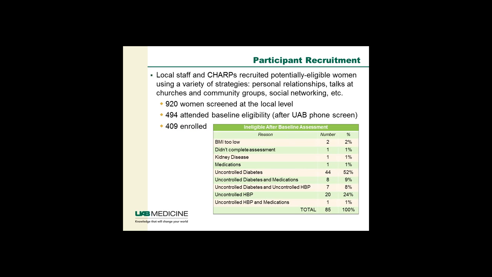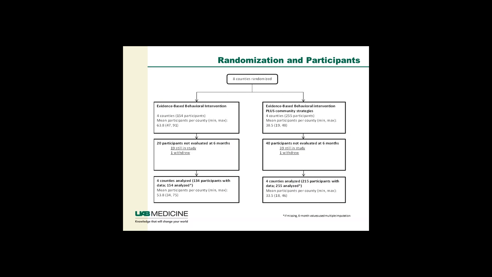So we ended up with 409 women enrolled, so we slightly exceeded our target, but it took 921 women being screened to get to that number. We have multiple stages in terms of eligibility. There's some screening that happens from our local coordinator. Then there's a second screening that happens by phone with our staff here at UAB. And then there's an actual baseline assessment where we collect the information. So 494 women ended up being invited to the baseline, and 409 ended up being enrolled. The vast majority of the folks who did not make it had some kind of chronic comorbid condition. The reason we could not accept them is that we're not providing healthcare services, so if something was happening in the community, we couldn't ensure their safety, for example.